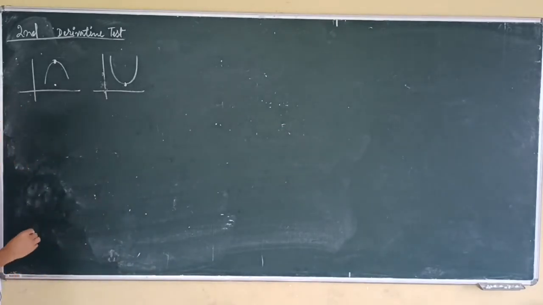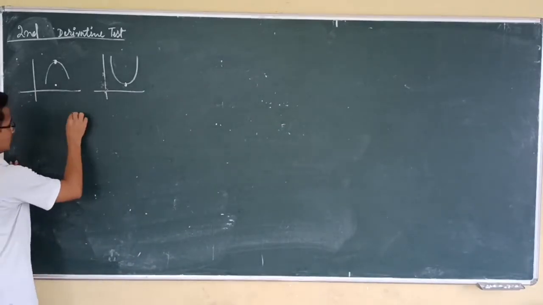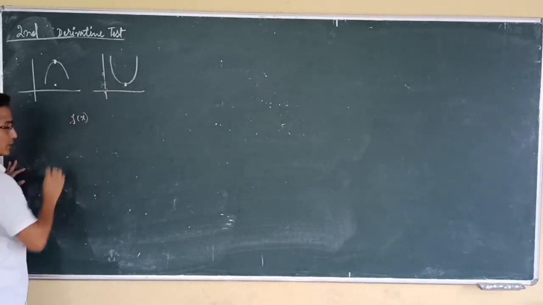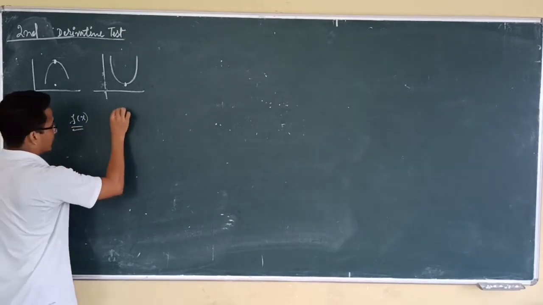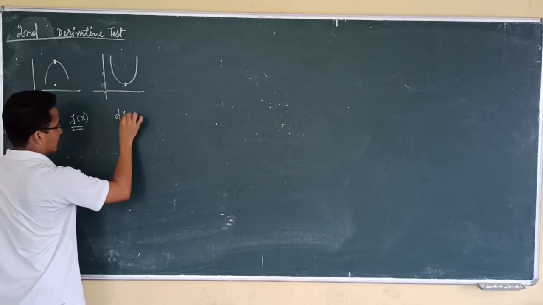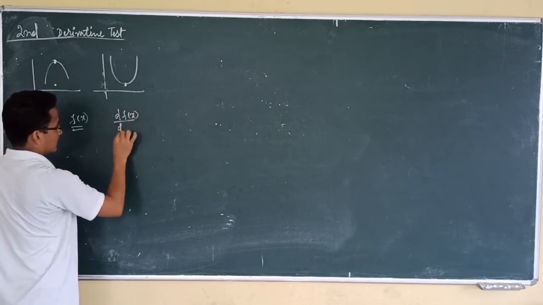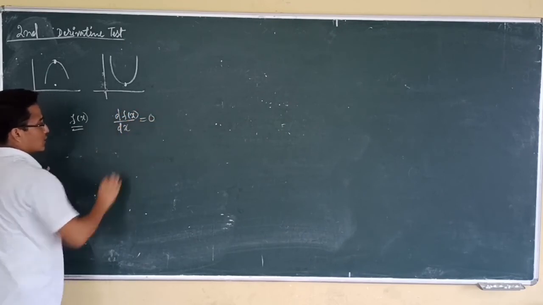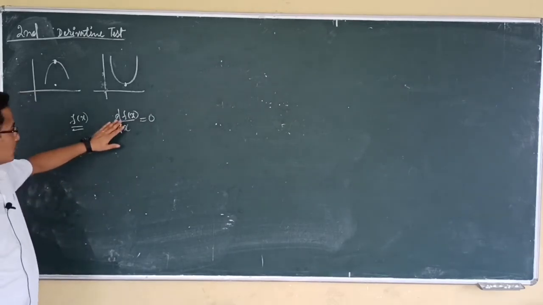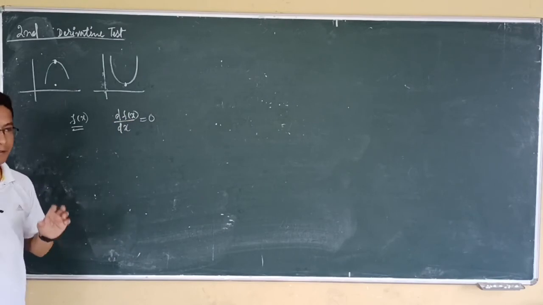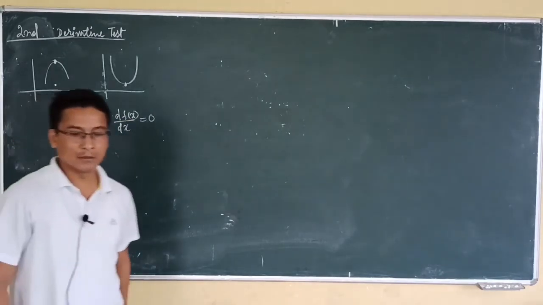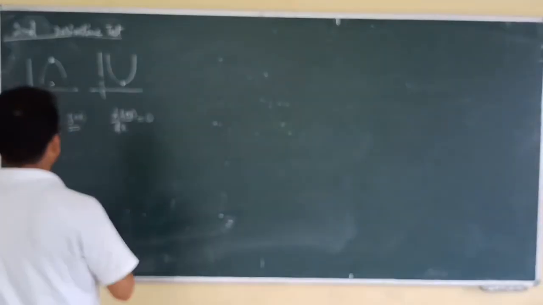So how to find the critical point? Suppose this is a function. Then to find the critical point we put df of x by dx equal to 0. So if you put df of x by dx equal to 0, then you will get the critical points of the function. Okay.